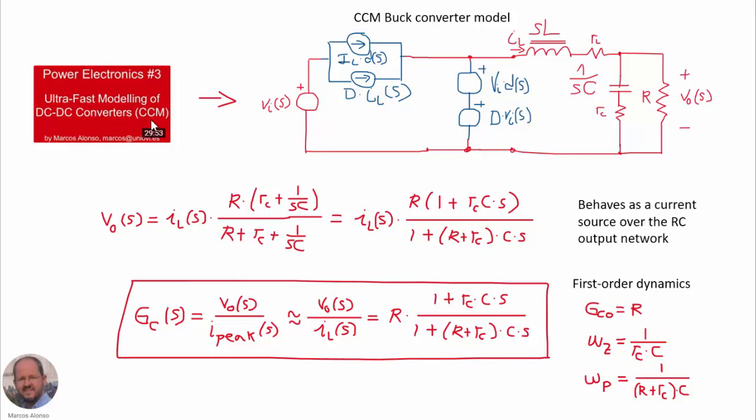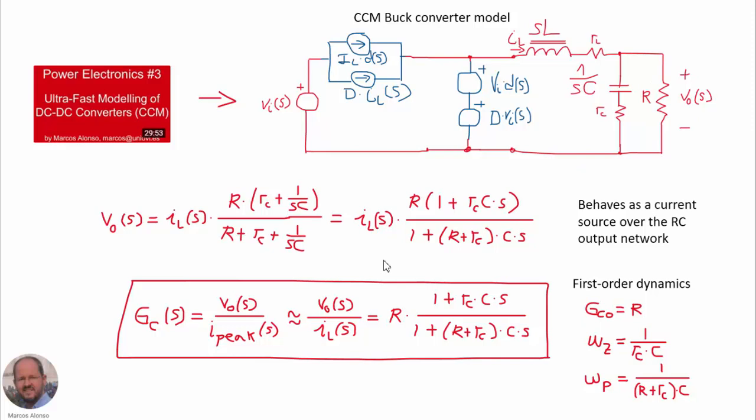And in this presentation, we obtained the buck converter model, as shown here in this drawing. So now we only have to relate the output voltage with the current through the inductor. We can obtain this expression here that we can also write like this. So we can see how the converter behaves as a current source over the RC output network. Here we are injecting this current through the inductor into the output network.